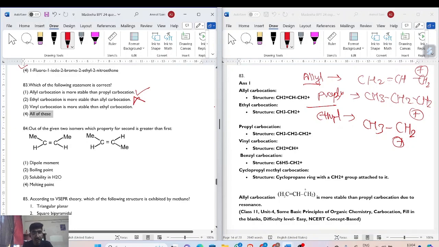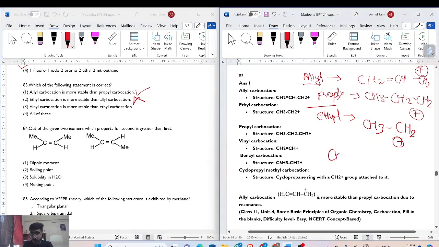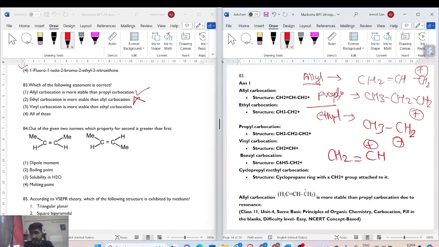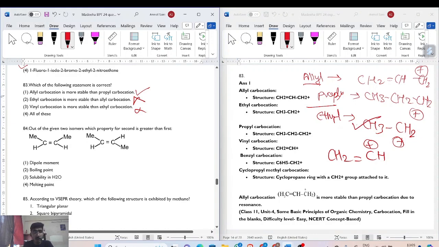Now vinyl carbocation. The structure of vinyl carbocation is CH2 double bond CH plus, and we have to compare between vinyl and ethyl. Due to the positive charge and due to the double bond, vinyl is more unstable, because the double bond tends to attract more electron density. So ethyl carbocation is more stable. So this statement is also incorrect. So our correct answer will be option number one.